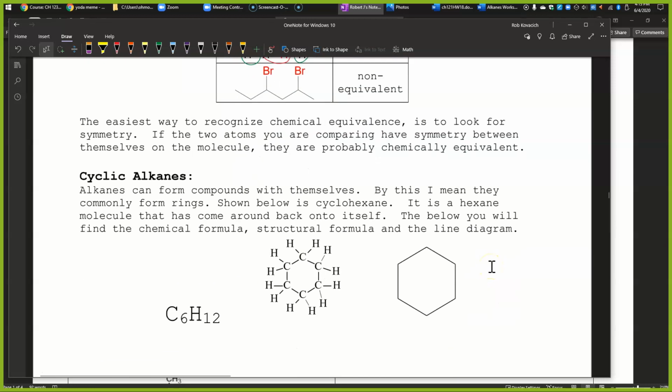Okay, so cyclic alkanes. Sometimes the molecules come back on themselves and make rings. So we saw that with benzene, or in this case, we have a cyclic alkane, which is cyclohexane. So the formula changes because now I don't have the ends empty. So the ends come back around and all the carbons are attached to 2 carbons. So the formula changes from C6H14 to C6H12. So I literally just double the number of hydrogens to get my formula. And then I just call it cyclohexane. And that's it. That's the extent of its nomenclature.